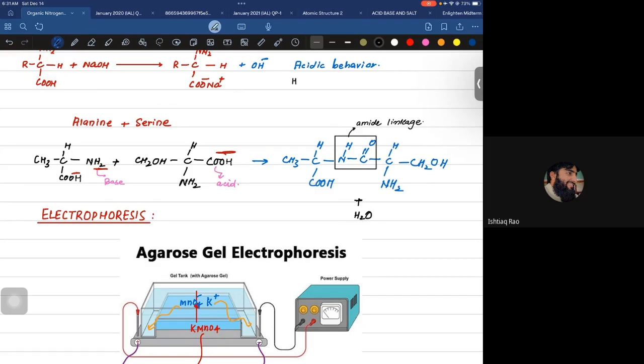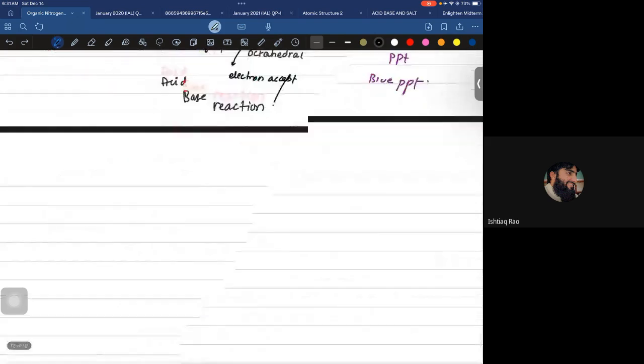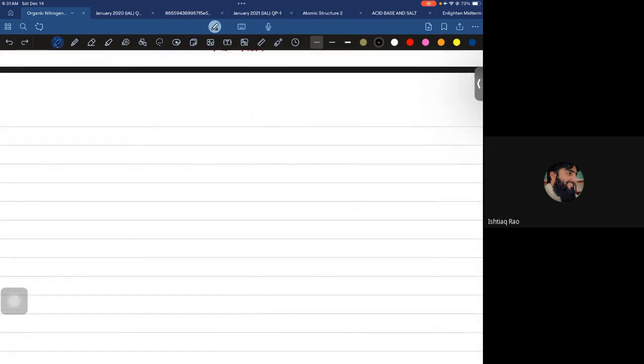तो जब भी दो अमीनो एसिड आपके रिएक्शन करेंगे, तो याद रखिएगा आपके पास एक अमाइड लिंकेज बनेगा. अभी तो मैंने आपको दो अमीनो एसिड दिए हैं ना कि यार आप इनका रिएक्शन कराओ. मैं आपको तीन अमीनो एसिड भी दूंगा.